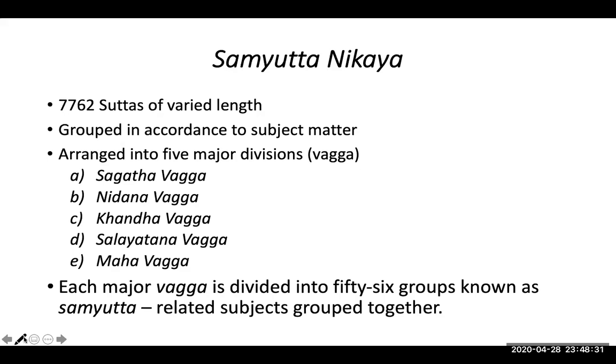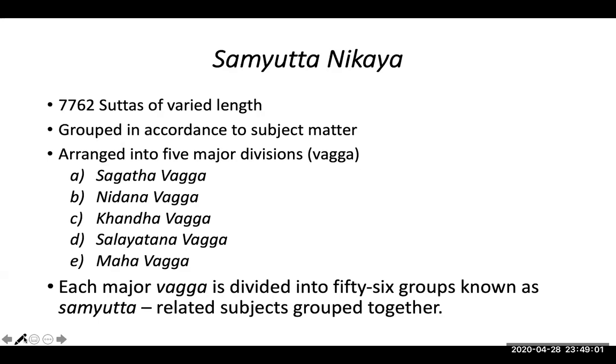For example, Kosala Samyutta is one kind of samyutta, a group of discourses concerning the dialogue between the Buddha and the king Pasenadi, the king Pasenadi of Kosala. Pasenadi is the name of a king, and his nation is called Kosala.